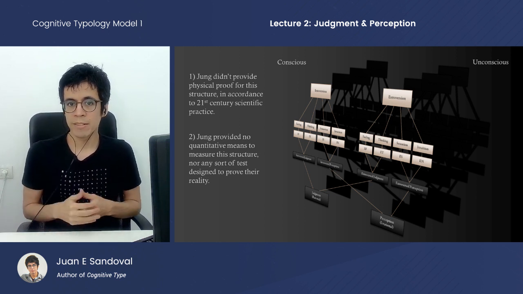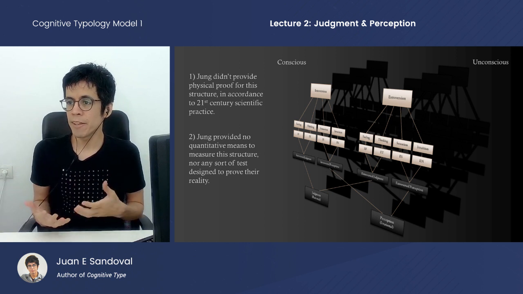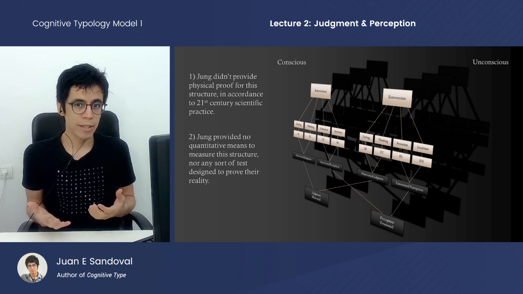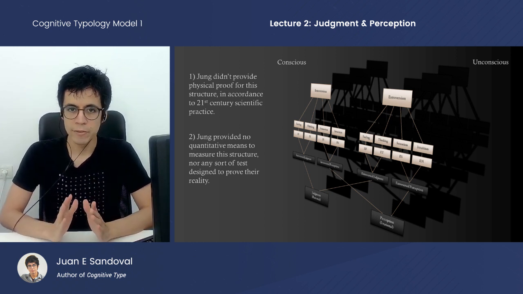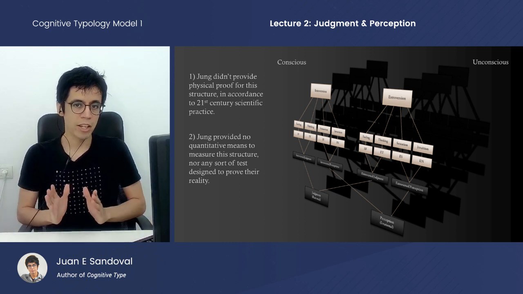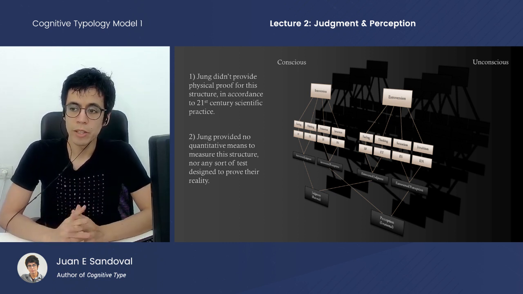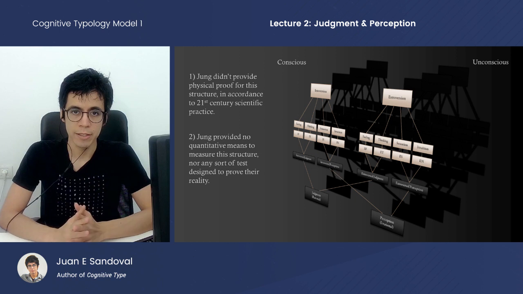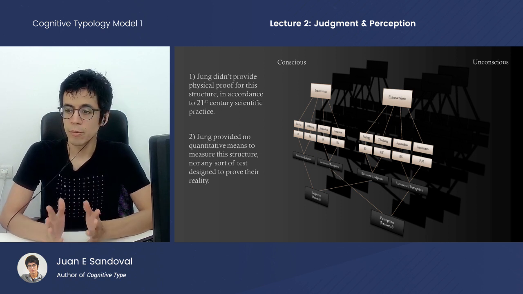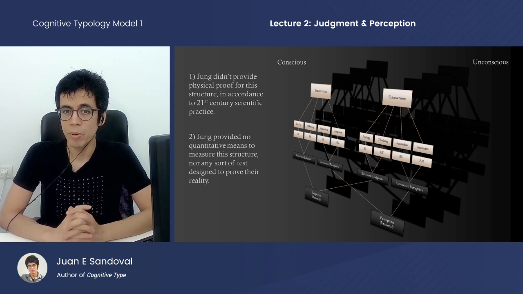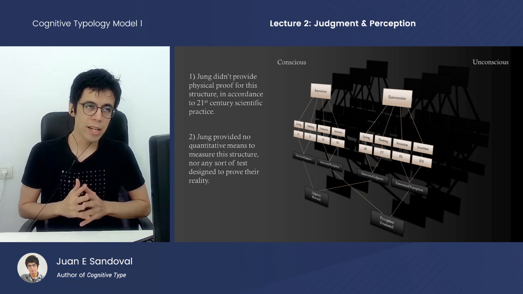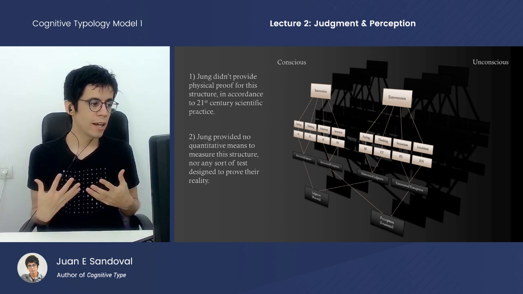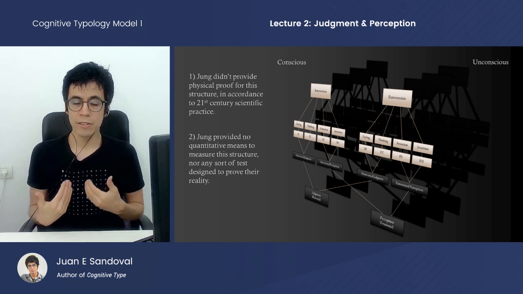But problem number two tells us that he didn't even provide us with a method of getting that data to begin with. So this puts the whole enterprise of Jungian typology on very shaky ground. As I mentioned before, Jung thought of himself as a scientist, and so he knew that this was not good enough for scientific practice. And yet he couldn't deny the innate differences that he saw.